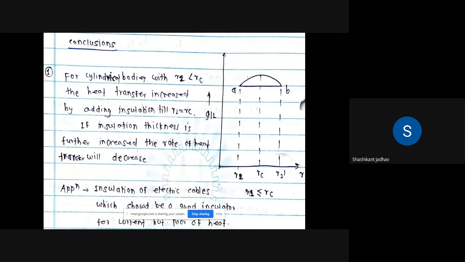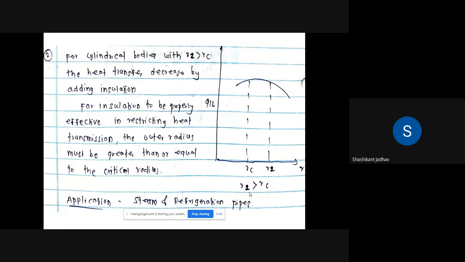Okay, and what is conclusion number two? R2 is greater than RC, meaning the radius of insulation is greater than the critical radius of insulation. So what will happen? The heat transfer rate will be reduced. And what are the applications related to this conclusion? Steam and refrigeration pipes, where we want to reduce the heat transfer rate. This is possible by maintaining R2 greater than RC.